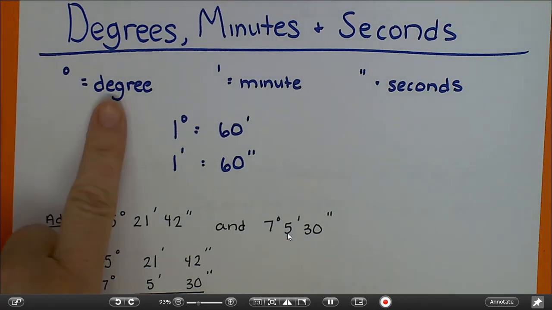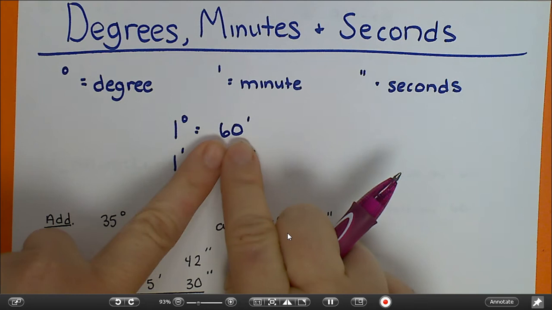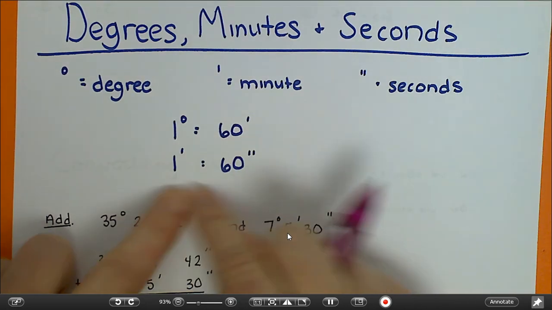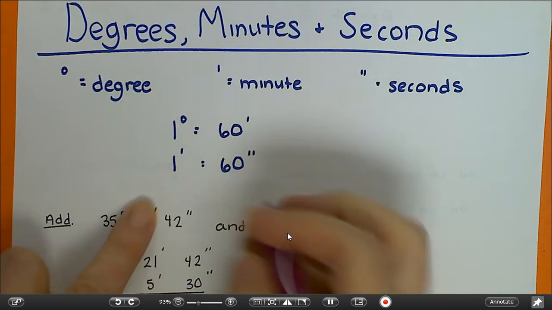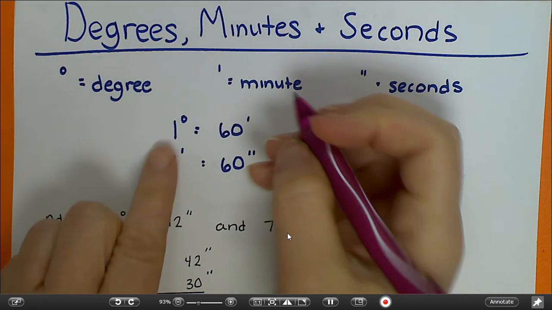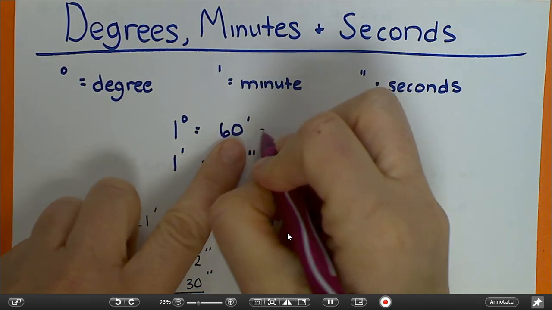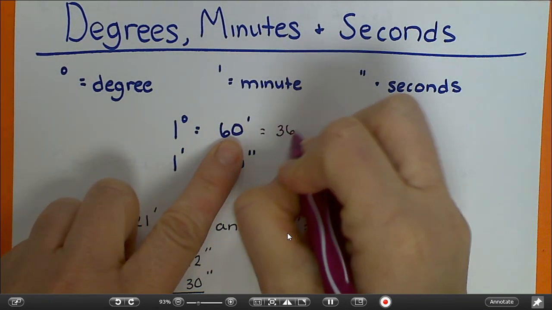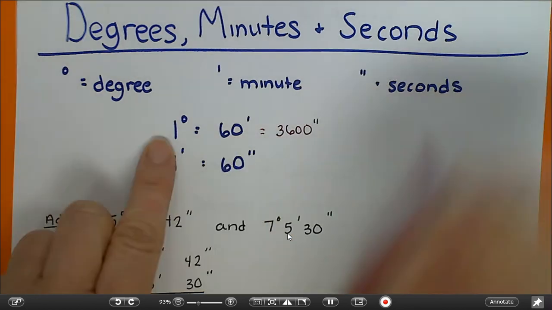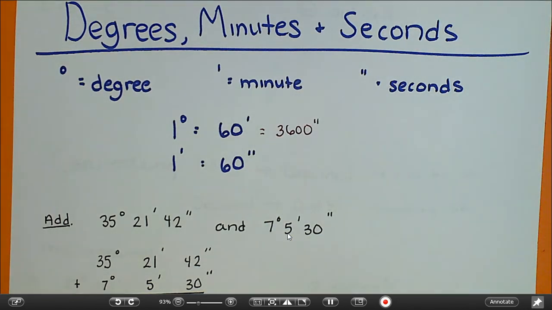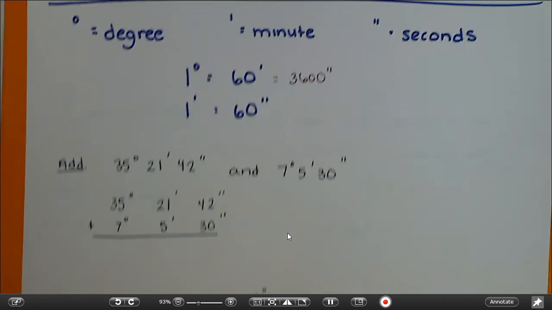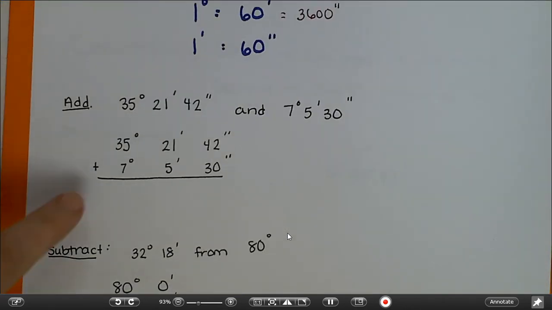So you need to know that each degree has 60 minutes, each minute has 60 seconds, and obviously that means 60 times 60, 3,600 seconds per degree. Okay, because of how it works. So let's look at how we're going to use these. We're going to do some operations with them. We're going to add them and we're going to subtract them.